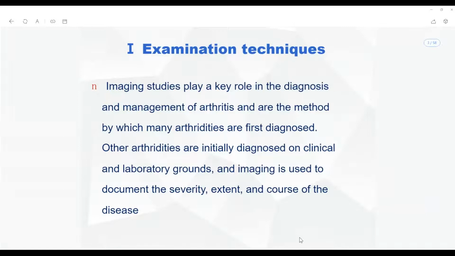which are diagnosed on clinical and laboratory backgrounds. They have to be checked clinically, along with laboratory investigations, and then imaging is used to document the severity, extension, and course of the disease.